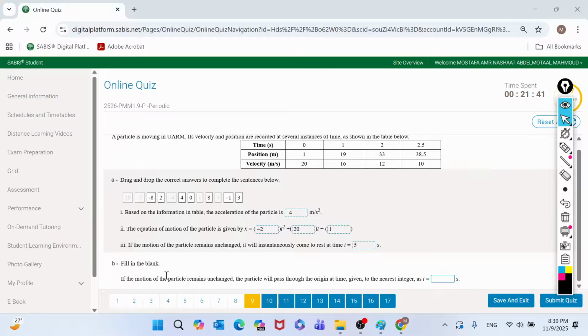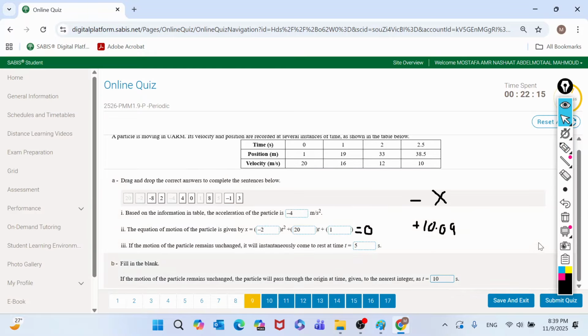Okay, if the motion of the particle remains unchanged, the particle will pass through the origin at a time given to the nearest integer as t equals. Okay, guys. So you're gonna put this equation, because this is the equation of the particle, yeah? Put it equals to 0, because that's the position, like it gives you the position. So you're gonna get two answers, a negative answer, which is rejected because time can't be negative, and the positive answer, which is 10.09, I think. So yeah, and they want it to the nearest integer, so it's just 10.